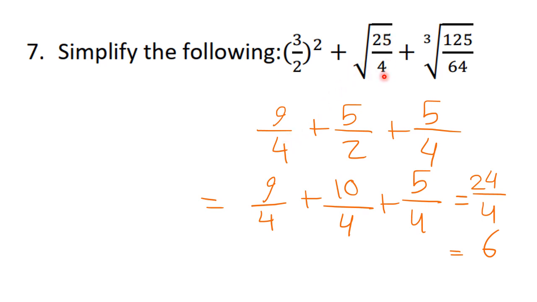Root of 25/4 equals 5/2. Cube root of 125/64 equals 5/4. And here, notice that between them it is plus. So we can write all this on the calculator and get the answer, or we can just make the denominators alike. Here it is 4, 2, and 4. So we multiply this fraction by 2 up and down, so it will be 10/4. Now all the denominators are alike, so we can add the numbers up there. It will be 24/4, which equals 6.